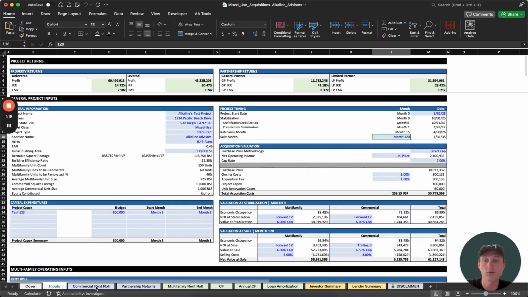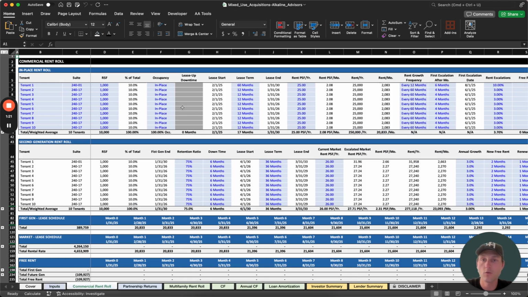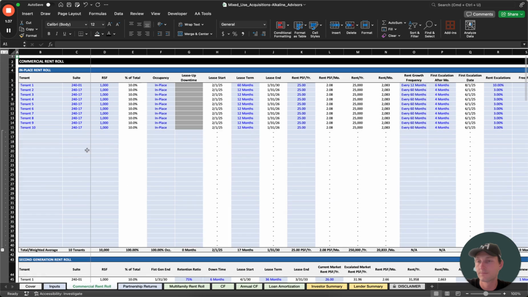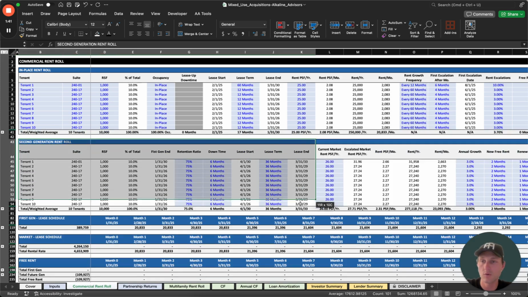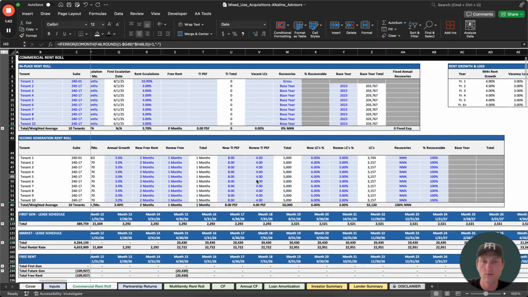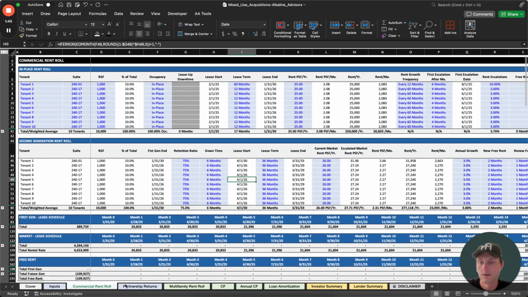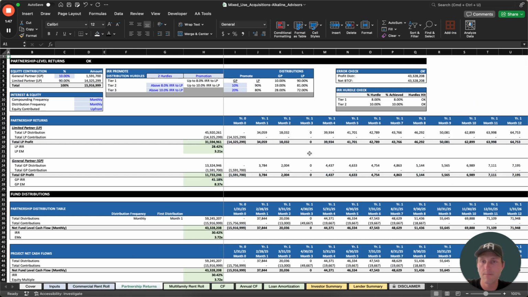Next, we have the commercial rent roll tab. This is where you will key in your lease assumptions for the commercial segment of your mixed use project. Here we have the in-place rent roll to have more tenants. Then we have the market leasing assumptions or second generation rent roll. Next, we have the partnership returns tab. This is where we do the GP-LP splits and the hurdles, compounding frequency.